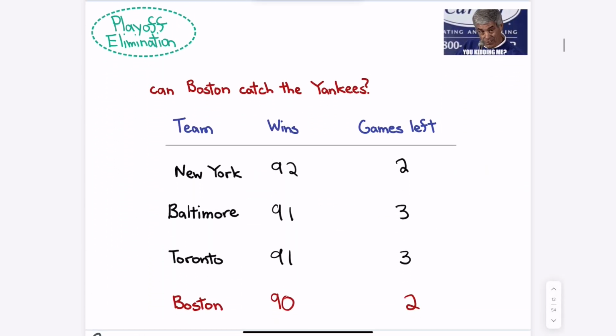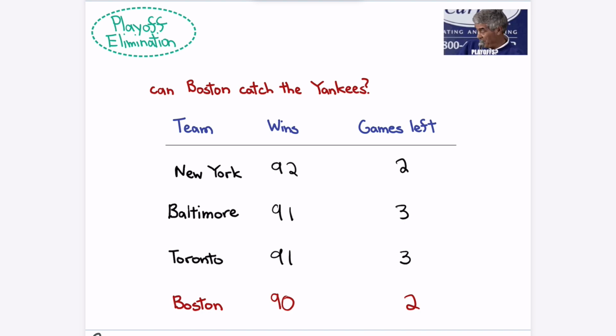So another cool one is playoff elimination. Like we have at least one Red Sox fan here, I think. This isn't very realistic, because if you actually wanted to know if Boston can catch the Yankees these days, the answer is just no. It's been that way for a couple years. But in years past, it might have been more competitive, right? So your favorite team is the Red Sox, and your least favorite team is the Yankees.